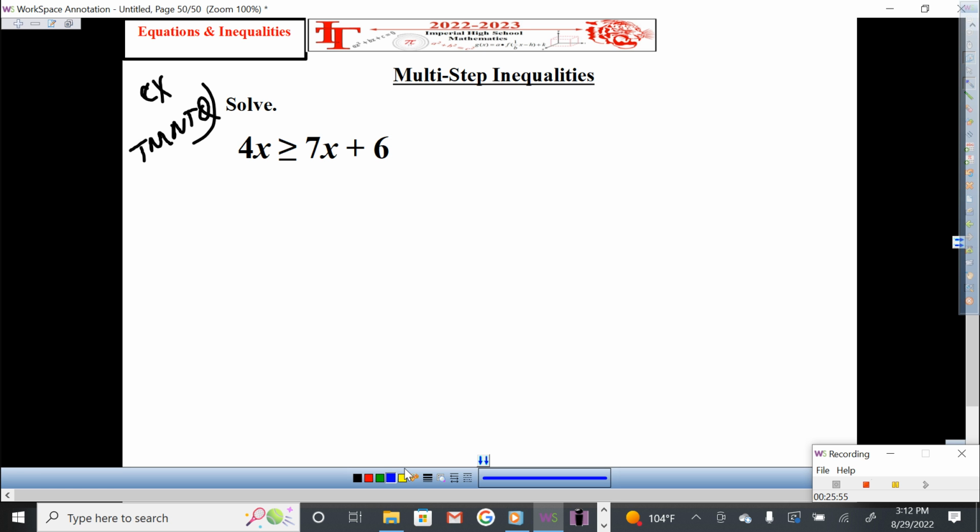Let's see. I think Anissa's going to get us started. Anissa, go. What do I do? All right, so Anissa decided to start with the greatest number. Okay, let's do that. Let's see what we get. We end up with negative 3x greater than or equal to 6. Okay. Next, Rollins. Divide by negative 3, divide by negative 3. And tell me what to write. Braden, go.